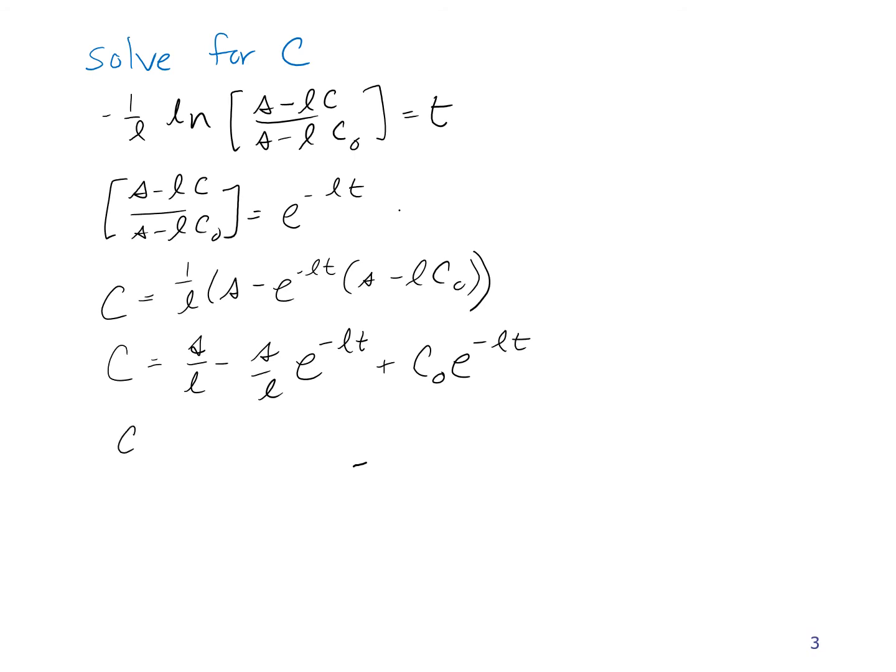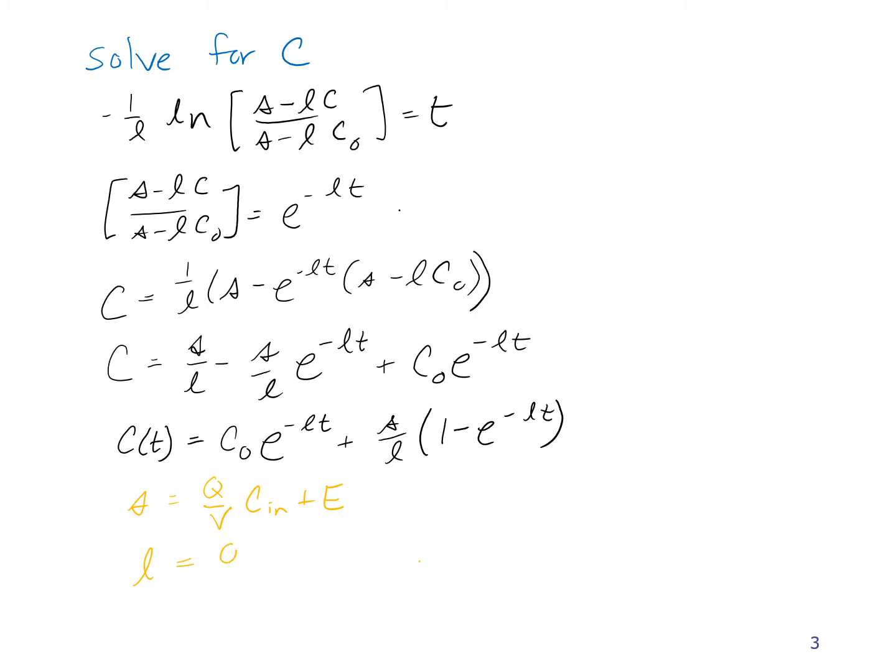And now finally I can say that my concentration as a function of time, as it's changing, is equal to C naught e to the minus LT, so I'm just switching the order of terms, plus S over L times 1 minus e to the minus LT, where my lowercase script s is q over v times c in plus e, and lowercase script l is q over v plus k, my loss terms.